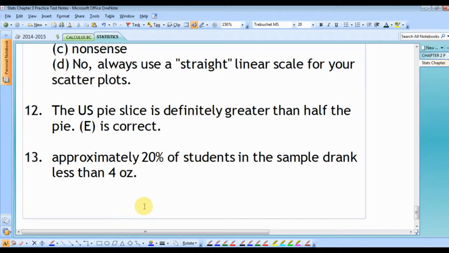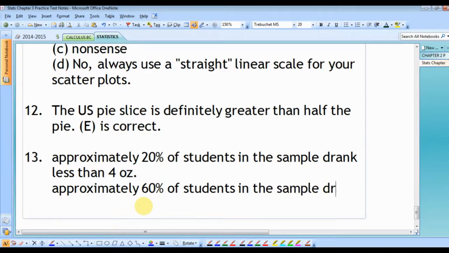Okay, next. Approximately how many are less than 8 ounces? 8 is about at 60? Yes. So approximately 60% of students in the sample drank less than 8 ounces. Can we cobble that together and figure out what percent drank somewhere between 4 and 8 ounces?